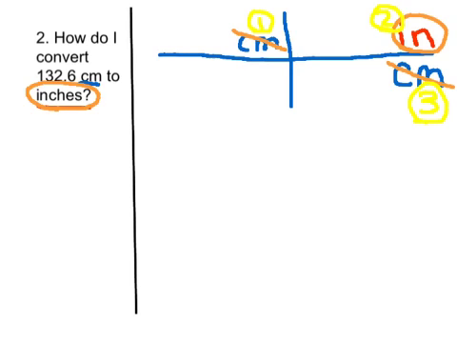Okay, again, on the left side of our bridge, this is our original unit, so this is what we originally start with. So the number that we originally start with is 132.6. That's what we're given in our question. So that's the number that we put on the top left-hand side, 132.6. Okay, so that's where we get that.